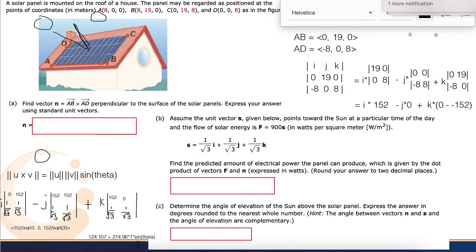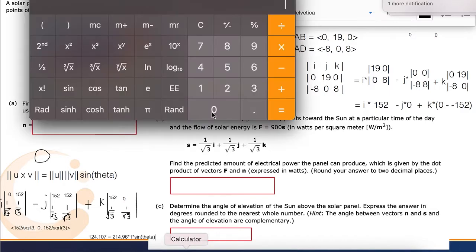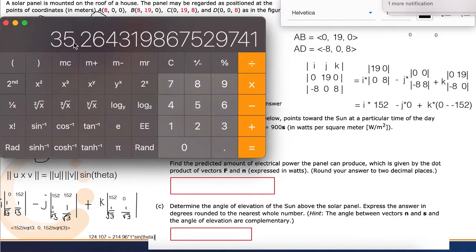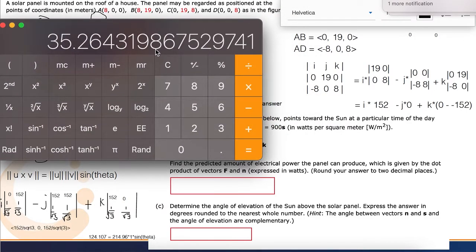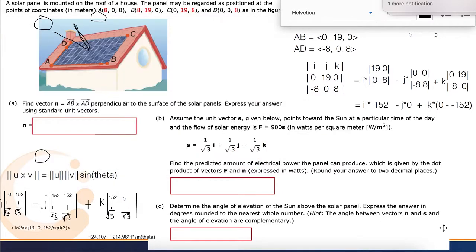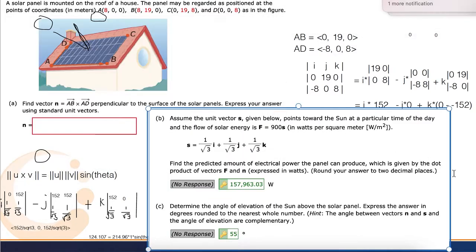So we're almost ready to find that angle. Solve that equation: just divide 124.107 by 214.96, and then use arc sine. So I got an angle of 35 degrees, and the hint we were given was that it's the complement. So 54 degrees, looks like 55 when we round.